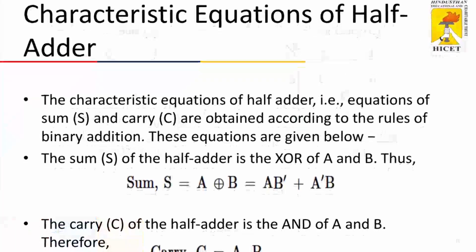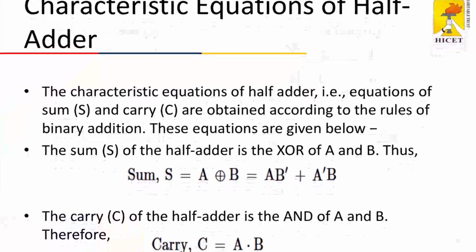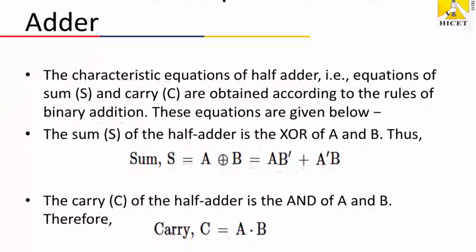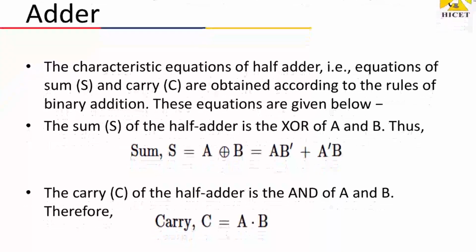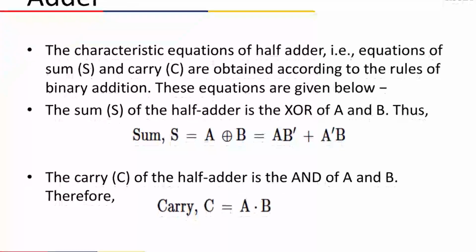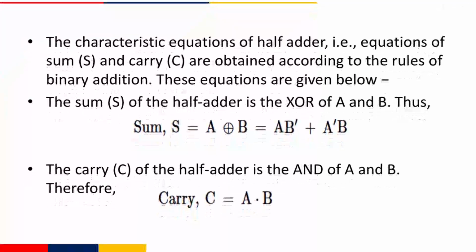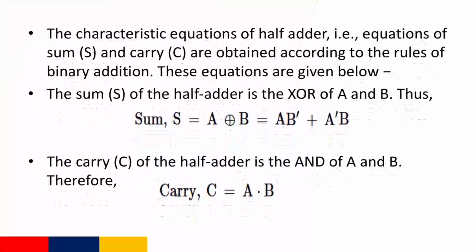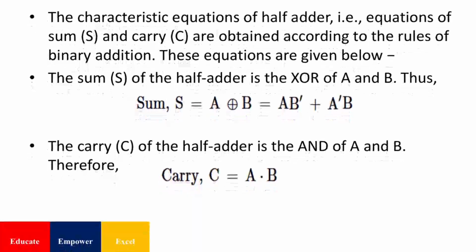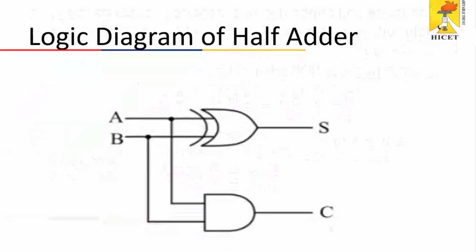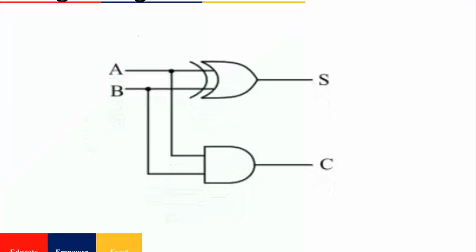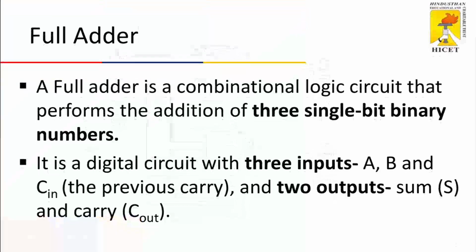Now let's quickly look at the characteristic equations of a half adder. The sum is given by A B bar plus A bar B. So according to binary addition rules, this is the logic of an XOR gate. So we can write S equals A XOR B. The carry C is 1 only when both A and B are 1. So C equals A dot B, which is an AND operation. So these two equations define the logic of the half adder. This is the logic circuit of a half adder where the XOR gate gives the sum and the AND gate gives the carry. Now let's move on to the full adder.